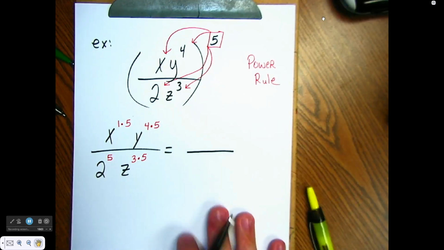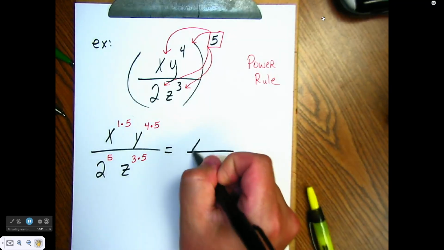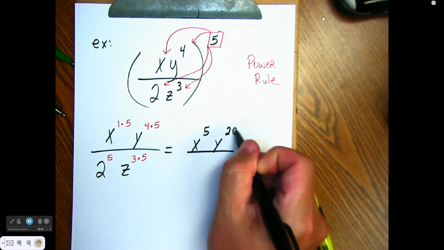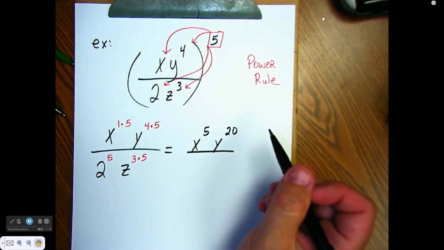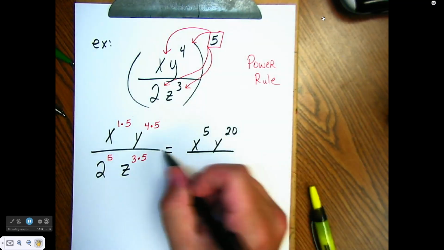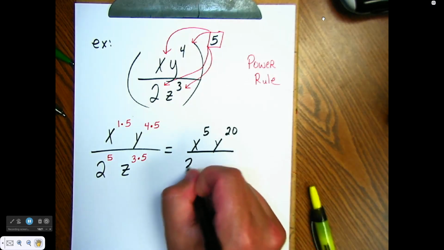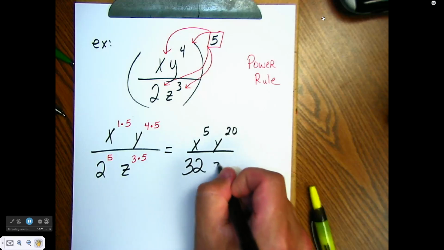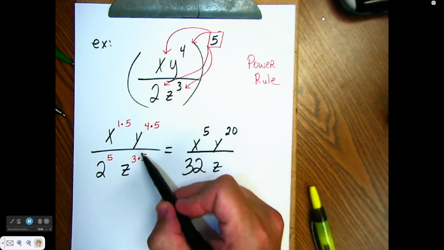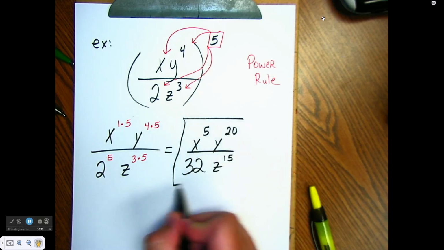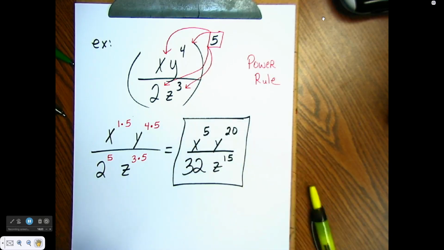On top in the numerator, I now have x to the 5th power, y to the 20th power. On bottom, 2 to the 5th, 2 times 2 times 2 times 2 times 2, 5 times, is 32. Z to the 3 times 5, which is 15. And that is my final simplified expression.